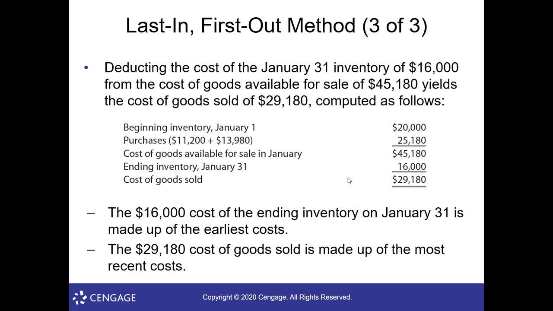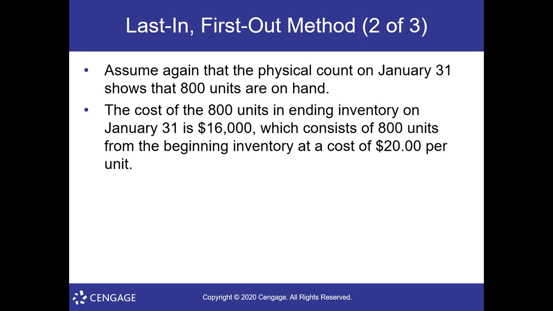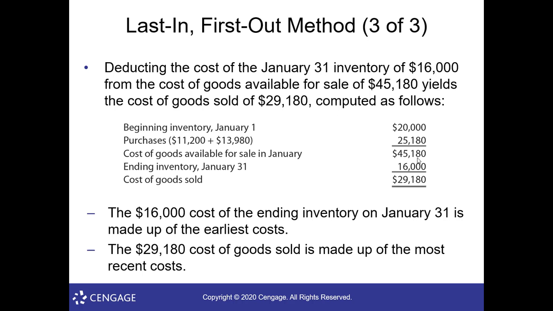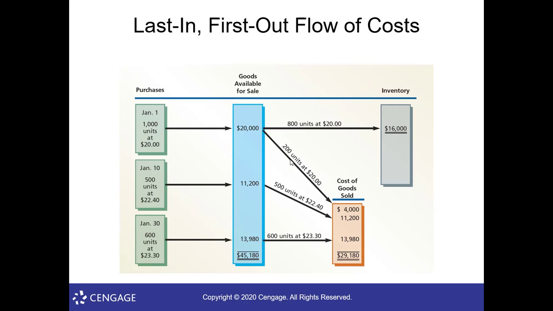Under LIFO, we calculate the ending inventory of 800 units from the beginning. So we still have 800 units, but it's the 800 that we started the month with. We know that those each cost $20 a piece. That gives us $16,000. Subtract that from the total cost of goods available for sale, gives us $29,180. So this is the 800 units that are left in ending inventory. 200 were sold, all 500 were sold, and all 600 were sold.